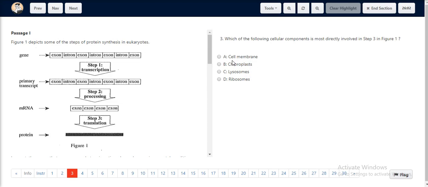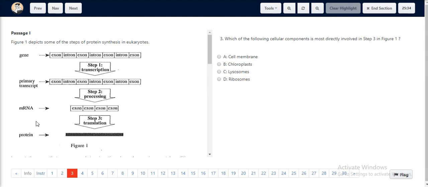A cell membrane is an external wall around the cell that protects its contents. Next, we have chloroplasts. Chloroplasts are generally found in plant cells that help in the making of food. Lysosomes are found in eukaryotes, where enzymes break down biomolecules.